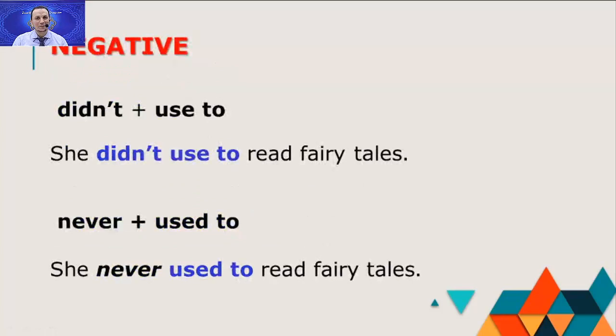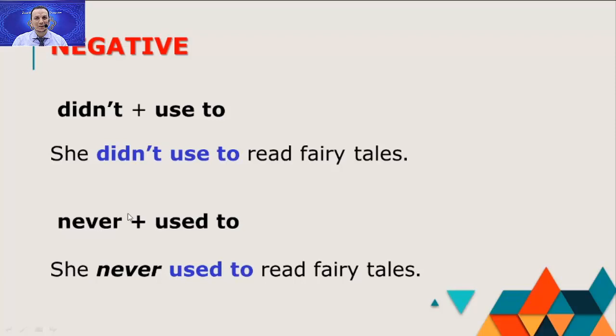Let's move to the negative form of used to. There are 2 forms of the negative of used to. We can write didn't use to. Example: she didn't use to read fairy tales. It means she didn't have the habit of reading fairy tales when she was young.